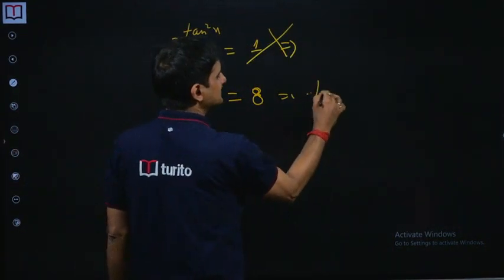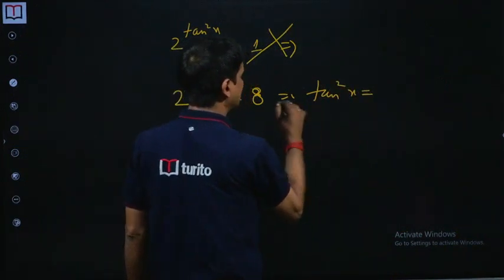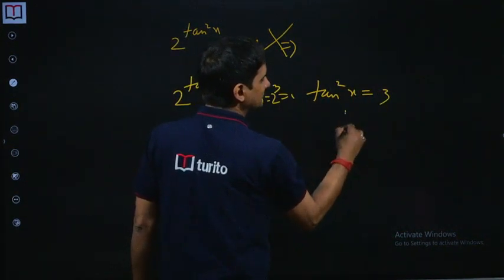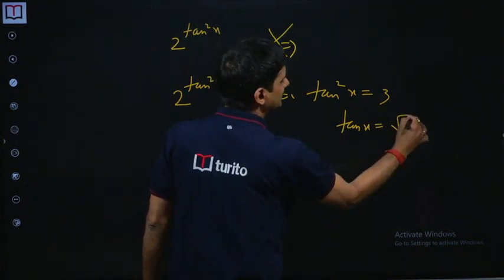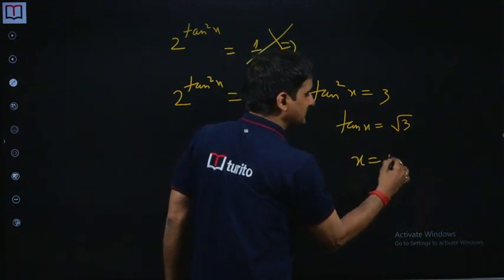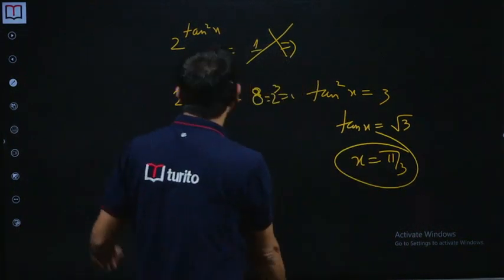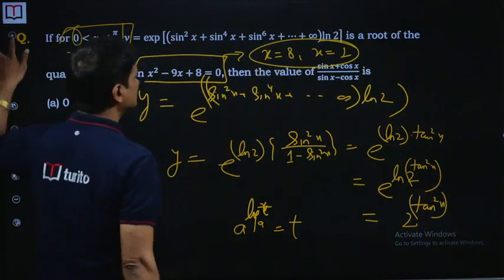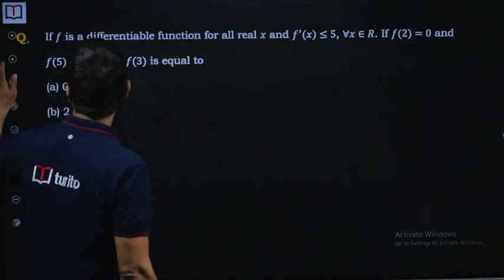So here tan square x is nothing but 3, because we can write it as 2 cube, so tan x is root 3, it can't be minus root 3 again because x is in the first quadrant. So x is nothing but pi by 3, and then you can put the value and get this answer here. So that's it. So moving to the next question.